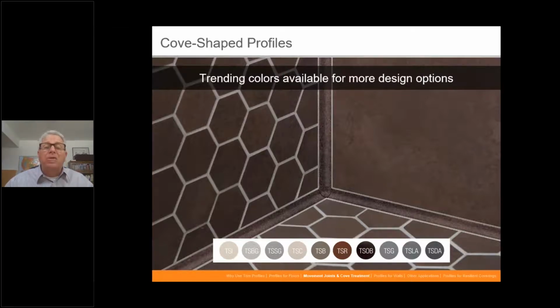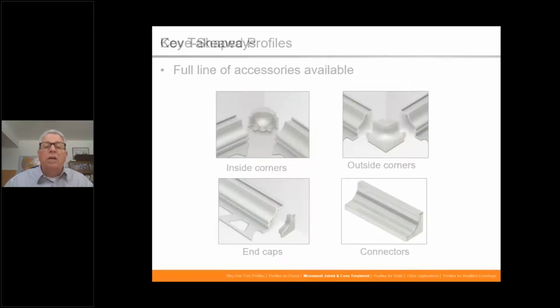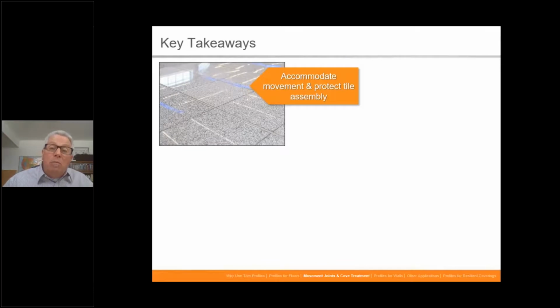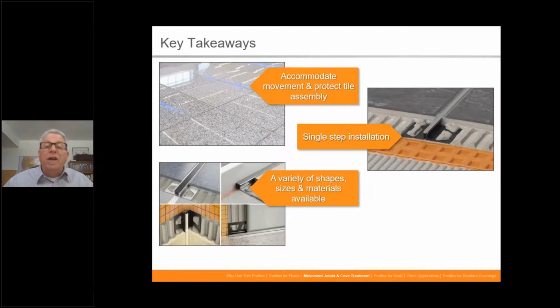The reason I bring this up is many times the cove was just considered for more of a commercial application because it was a metallic finish. Now that we have all of these colored finishes, it does virtually blend in and complement the tile, and we're seeing it utilized more and more in a residential setting because of that reason. And they do come with all the inside, outside corners, end caps, connectors, everything you need to do a real professional and clean looking installation. So you might be using movement joints to just accommodate movement here, but you could be using them to do a transition to an adjacent plane like a floor or wall.